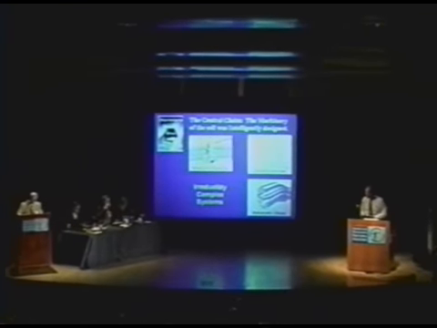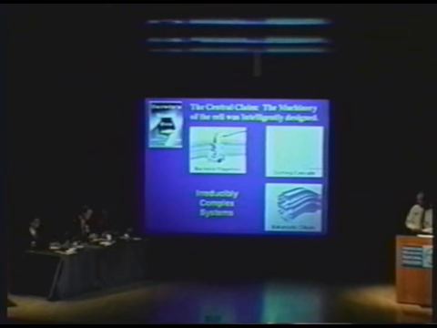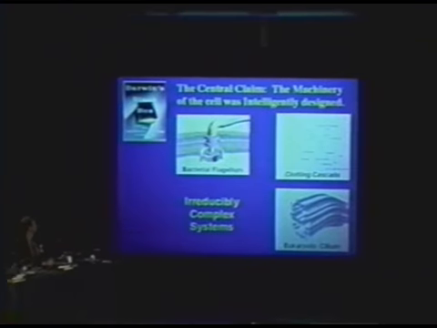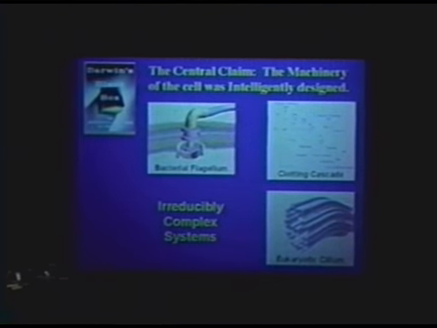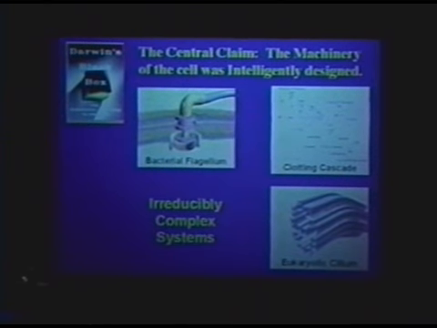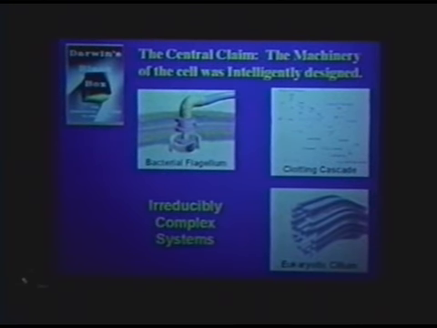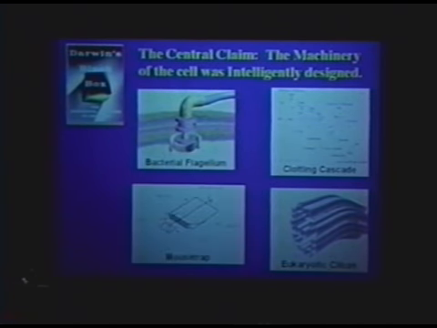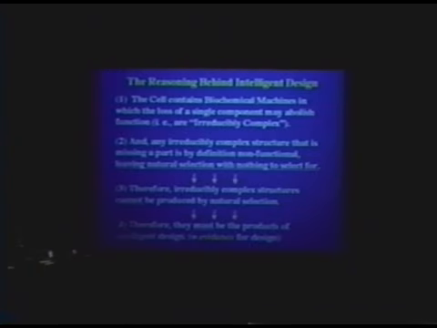Okay, Mike, you made a central claim. And the central claim was that the machinery of the cell, you mentioned the bacterial flagellum, the eukaryotic cilium, in your writings, you've mentioned the blood clotting cascade, were intelligently designed. We know that because these are all, by your definition, irreducibly complex systems. And another example of an irreducibly complex system is a mousetrap.